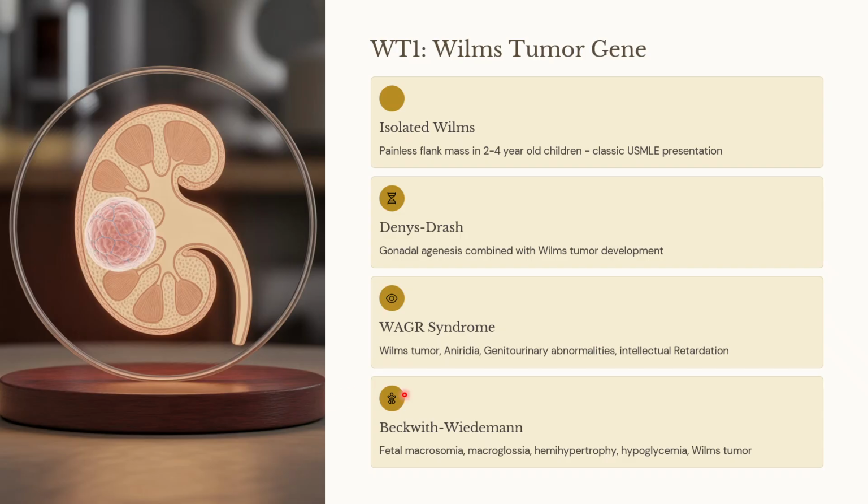Beckwith-Wiedemann presents with fetal macrosomia, macroglossia, hemihypertrophy, hypoglycemia, and Wilms tumor. So this is what I told you. Wilms tumor will present only at 2 to 4 years. So they will be giving you a child with macrosomia, macroglossia, hemihypertrophy, suggesting that it is Beckwith-Wiedemann, and they might ask what the born child will present. You should not come up with the answer Wilms tumor because it will occur only at 2 years. The child has the possibility of presenting with hypoglycemia. That should be the answer.